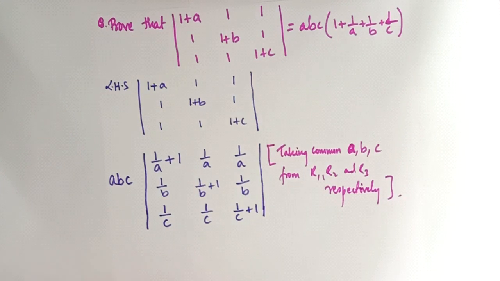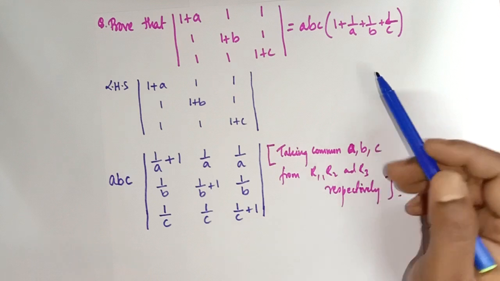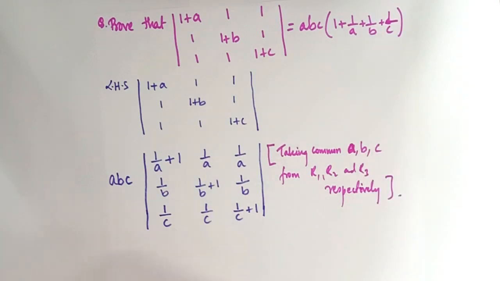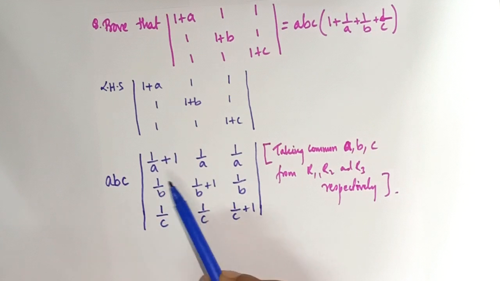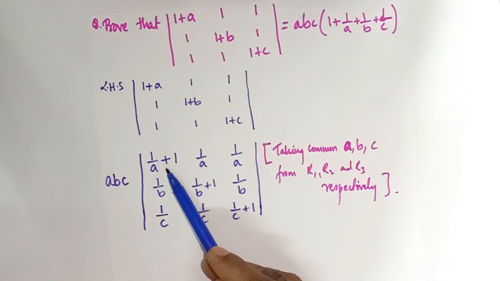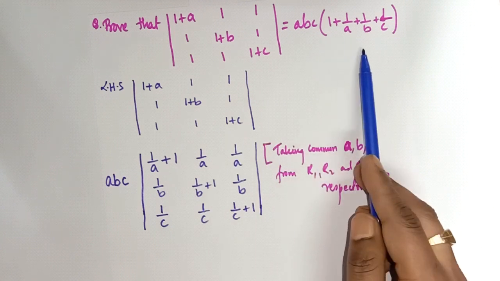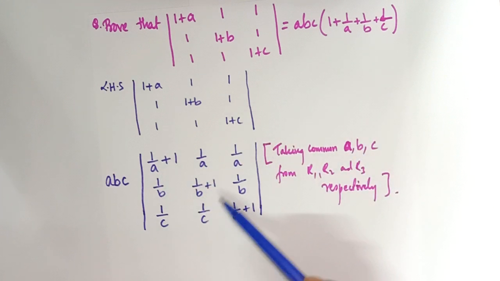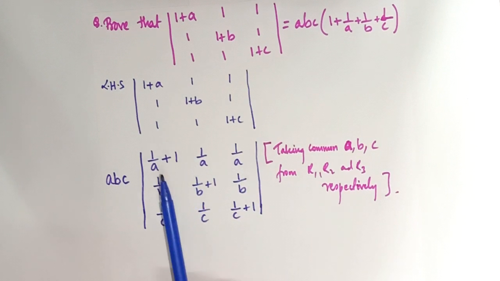Okay, so now you can see in the question what is there. You can see 1 plus 1 by A plus 1 by B plus 1 by C. So how will I get that? If you see nicely here, if I add this plus this plus this, will I get this? Yes or no? I'll add this plus this plus this and this plus this plus this. That means the next operation will be R1 equals R1 plus R2 plus R3.